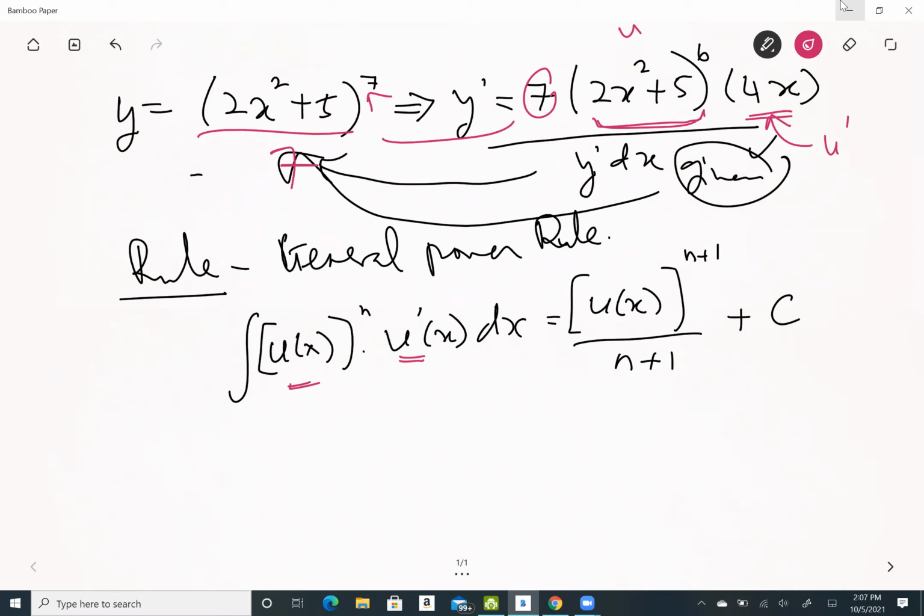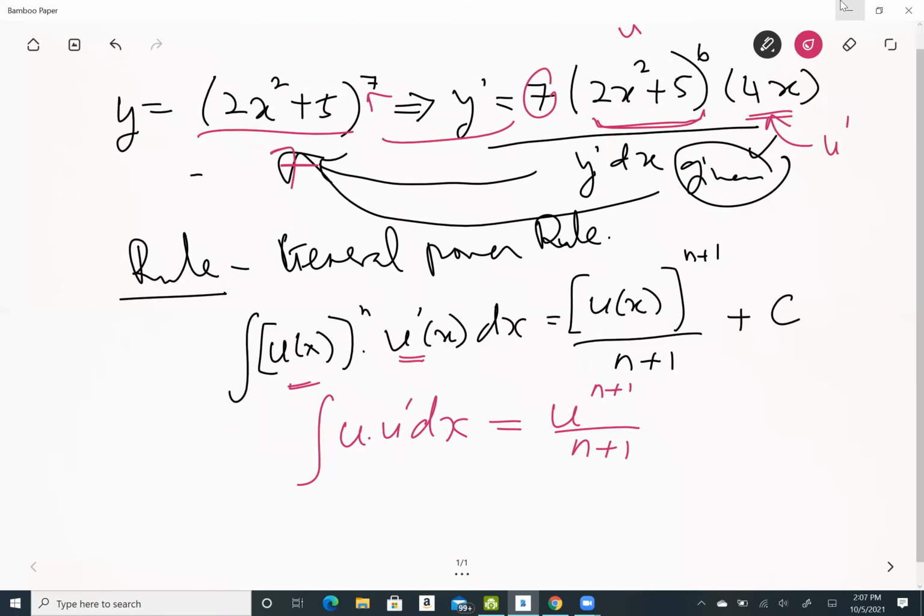All right. And in short, we can just use u prime dx. If that is our function, then the integral will be u to the power of n plus 1, everything divided by n plus 1 plus c. All right. So here, the function that you want to integrate would be y equal to 2x squared plus 5 to the power of 6, times 4x. So that is our function.